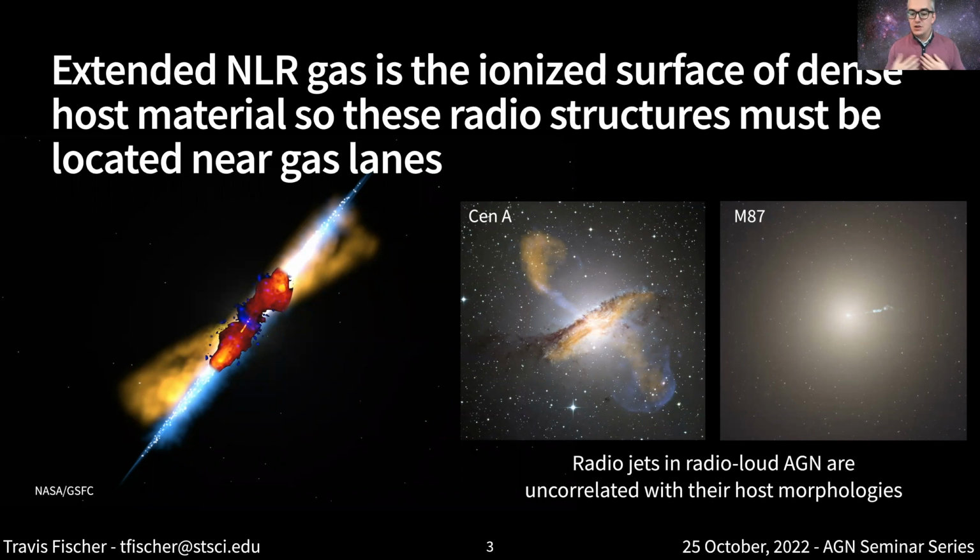Radio loud AGN have these magnificent radio jets that are pouring radio plasma in these collimated pencil beams at relativistic speeds out hundreds of kiloparsecs into the circumgalactic medium. And we see that they're not correlated with the dense material in their host morphologies.